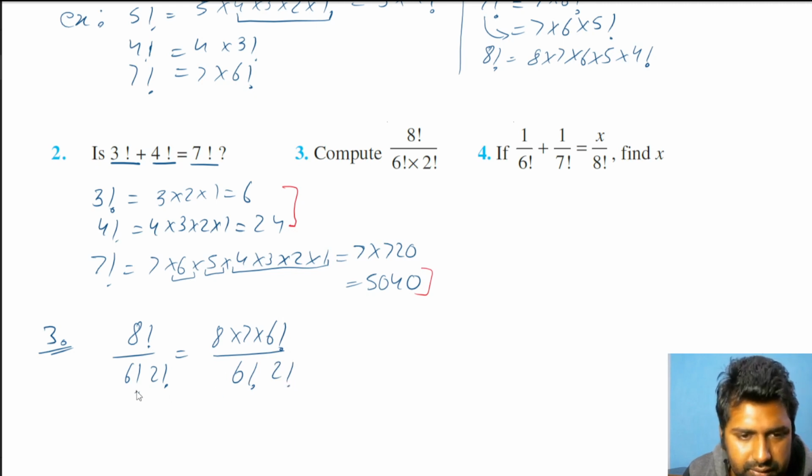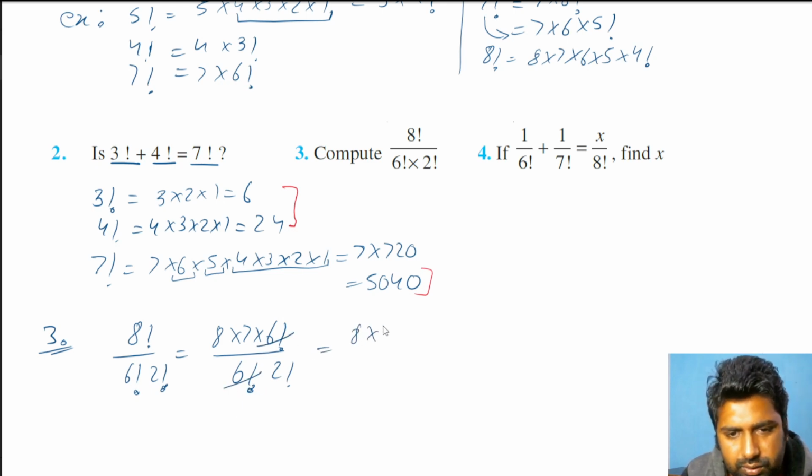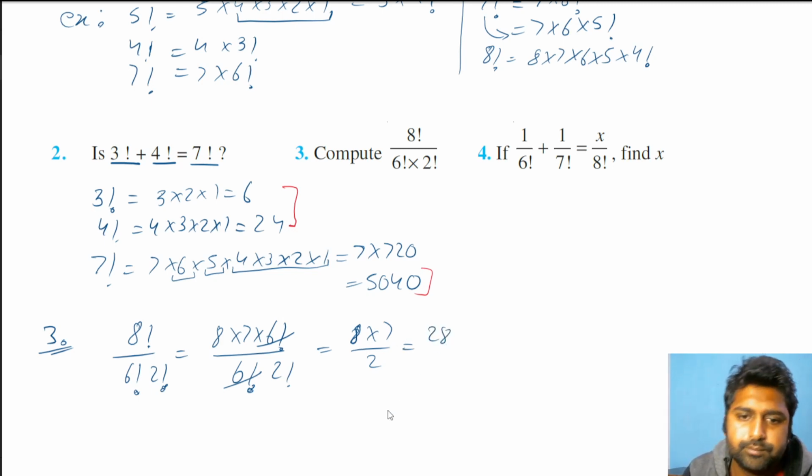Now the denominator, since nothing is there, that means they are being multiplied. Okay, 6 factorial cancels. Now you solve it. 8 into 7 upon 2 factorial is 2. So 56 by 2, that's 28.